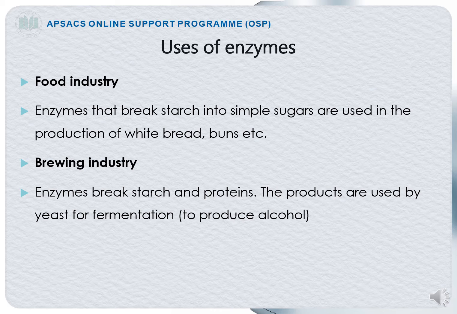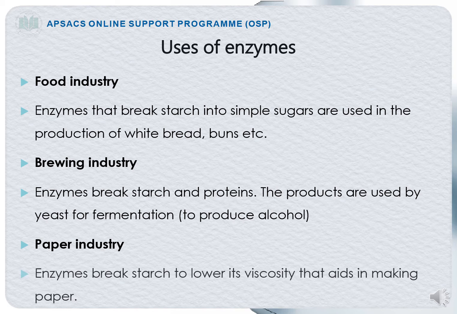So enzymes, I have already told you in the first point, break the starches and the proteins. When the starches and the proteins are broken down, the product that has been made is used for the fermentation process, or is used by the yeast for fermenting many different products, and the most common product of the fermentation is alcohol. So mostly alcohol is produced in this process.